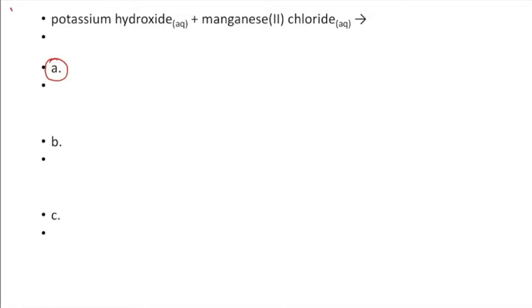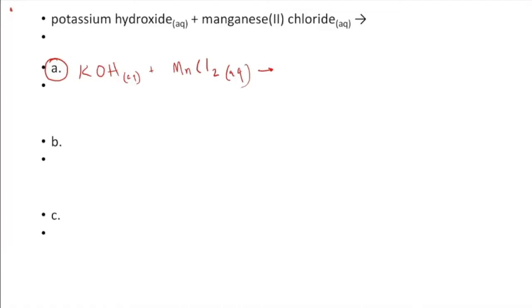So we have potassium hydroxide here, which is going to be KOH. It told us that it's aqueous. And then we have manganese 2 chloride. So that's going to be Mn, and then because it's +2, we need 2 of the chlorides. It's going to be AQ there.